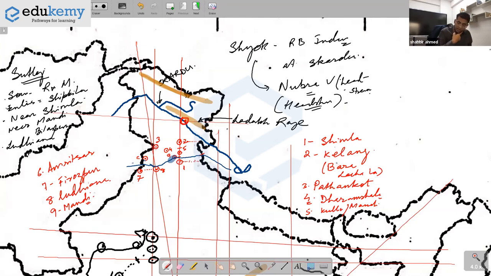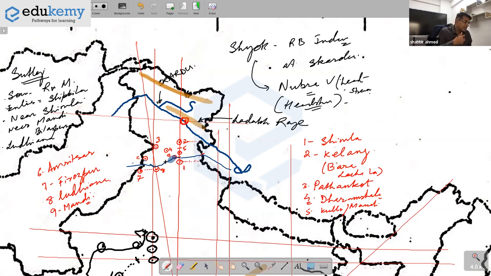On Satluj, we have got a lot of projects. The biggest is the Bhakra Nangal project. You can mention Bhakra Nangal project, Bhakra Dam, Rupnagar, and this lake is the Gobind Sagar Lake. Don't confuse Gobind Sagar with Gobind Ballabh Pant Sagar, okay? This is Gobind Sagar Lake. Okay, I believe this is done.